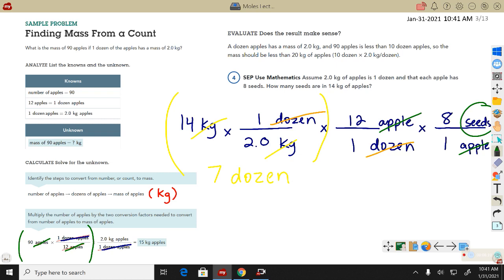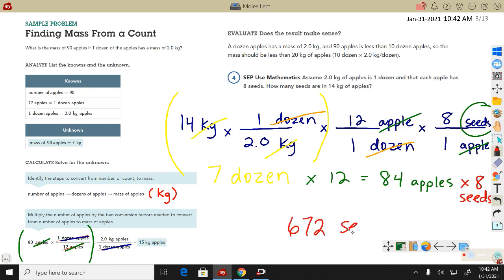Now, for some of us, you can probably do this in your head, where you can look at the relationships and say, okay, well, there's 14 kilograms. It's 2 kilograms per dozen. I got 7 dozen. Well, there's 12 apples in a dozen. So 7 times 12 is 84 apples. They each have 8 seeds. Times 8. Holy buckets! 84 apples times 8 seeds gives me 672 seeds. It's a lot of seeds, huh?